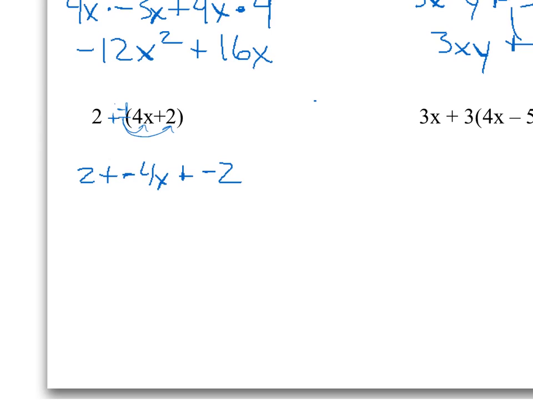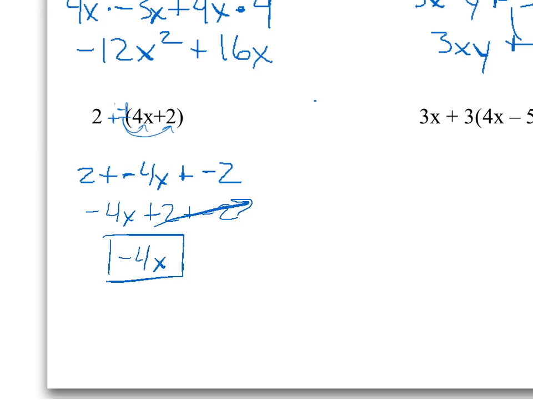Add the -2 and the 2. So we're going to commute our like terms next to each other. And 2 plus -2 is? 0. So using the additive inverse and the additive identity, this cancels out, leaving us with just -4x. That's much simpler than this original expression.